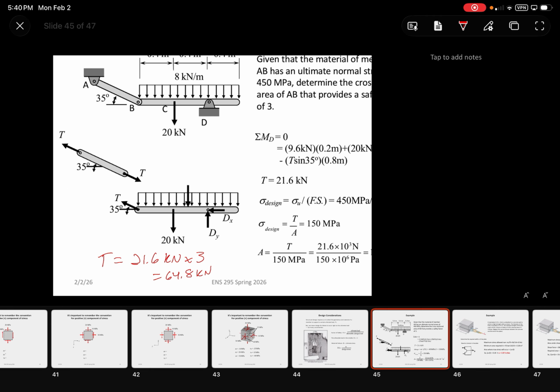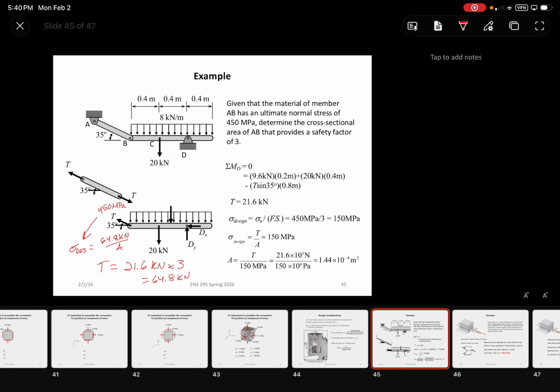that stress that you calculate, sigma DES, would just be the 64.8 kilonewtons divided by A. But instead of it being the sigma DES, the sigma DES in this case would just be the 450 megapascals. Because again, the factor of safety is applied directly to the load.